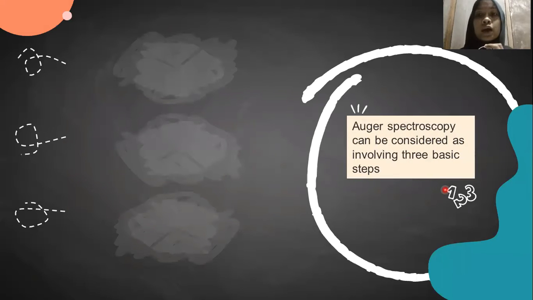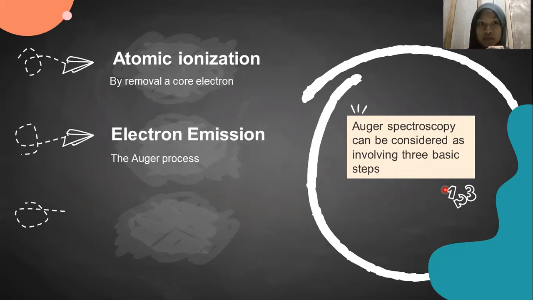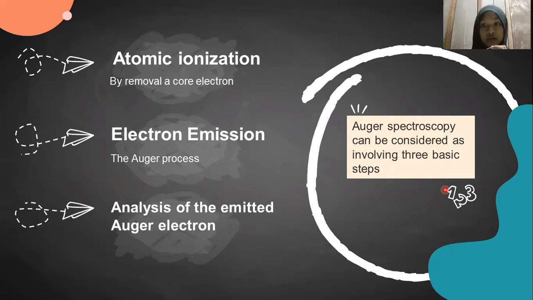Auger spectroscopy can be considered as involving 3 basic steps. First, atomic ionization by removal of a core electron. Second, electron emission, the Auger process. And the last, analysis of the emitted Auger electron.